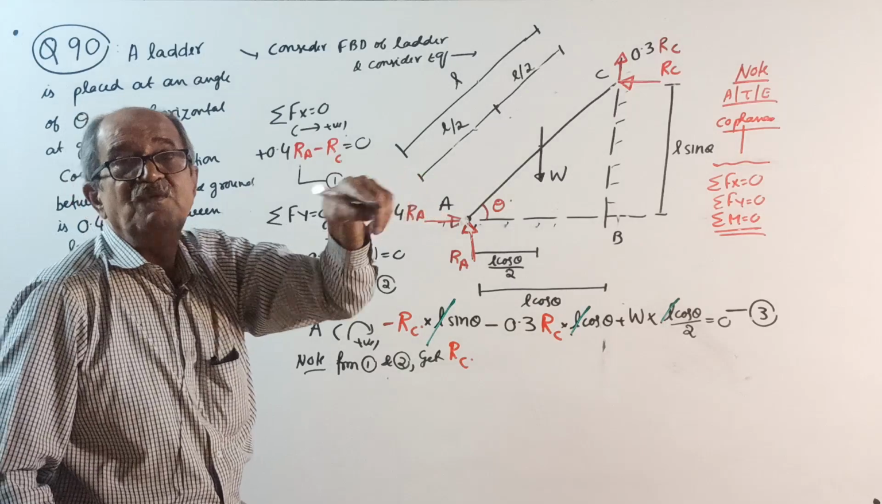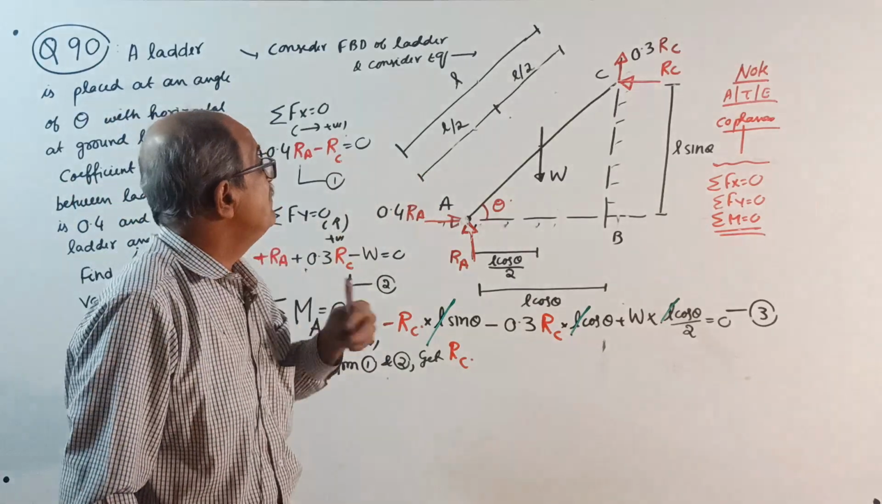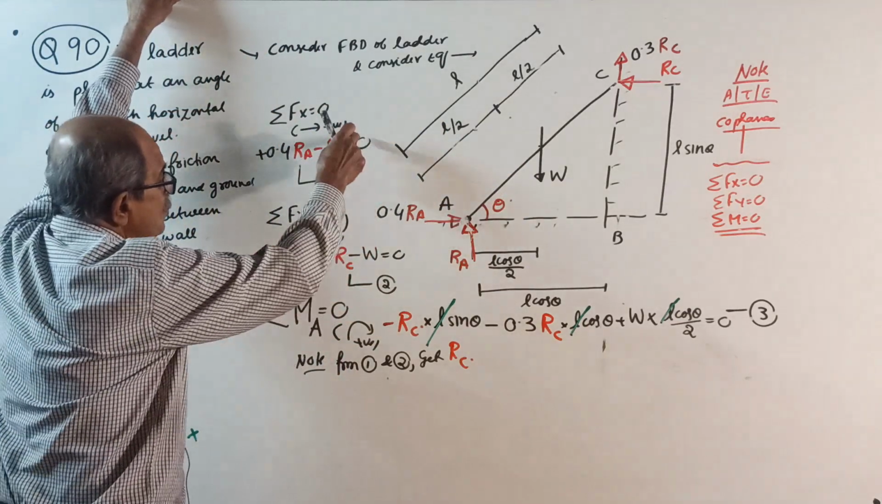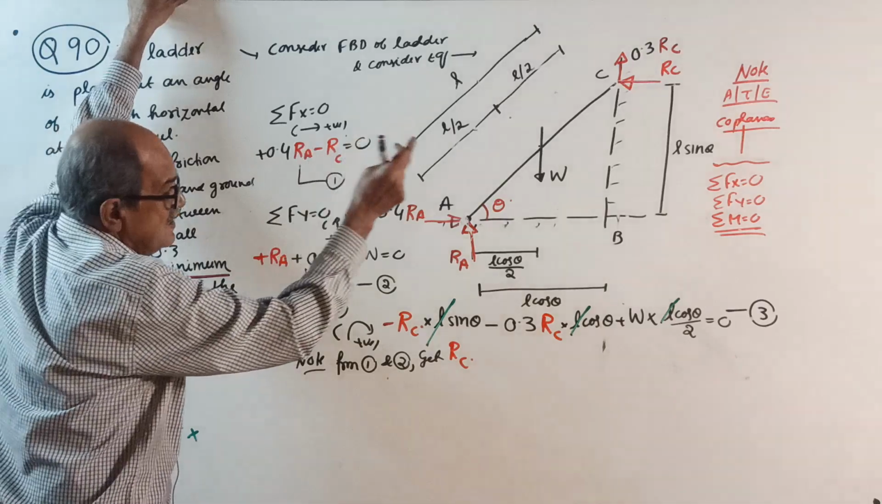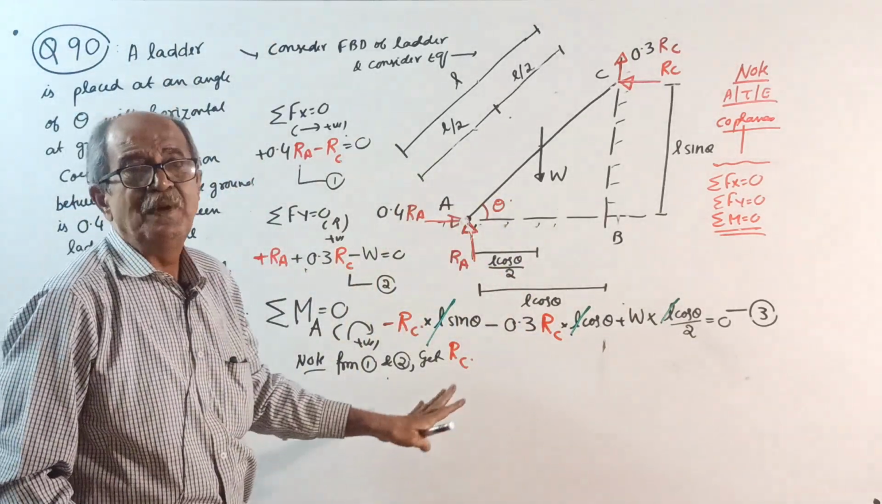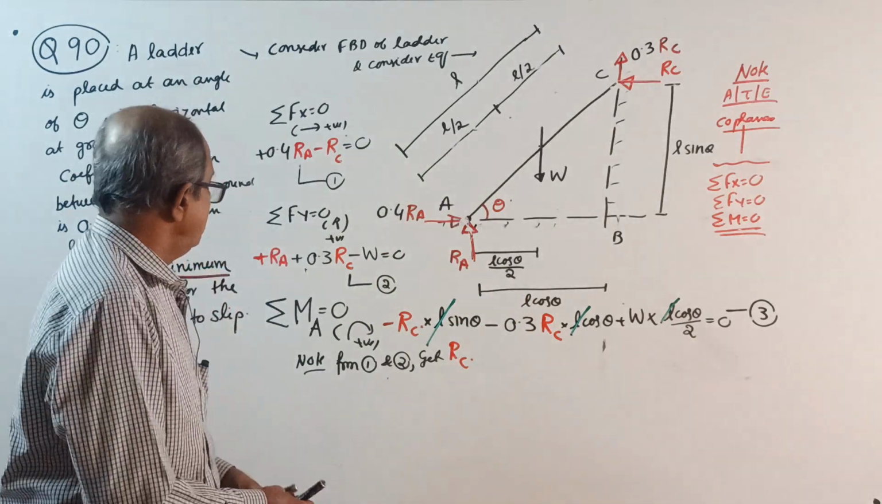Next time, when I give an exercise, I am giving W. Then you can do one thing: solving 1 and 2, you get RA and RC. Substitute that RC here, you get the answer. But this time, it is not a numerical question. So, get RC. See how to get it now.